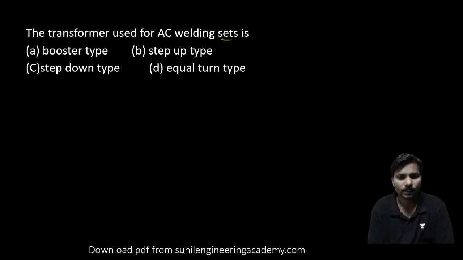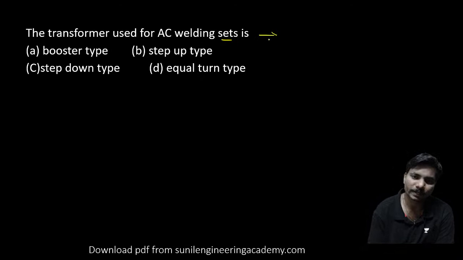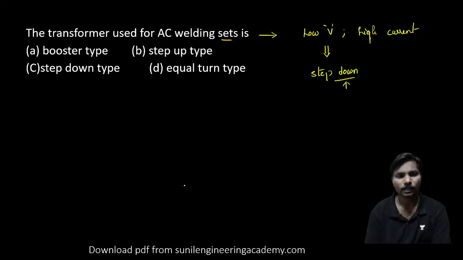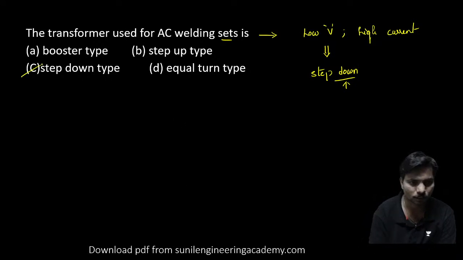Used for AC welding set is dash. So in case of a welding set, what is our requirement? We require low voltage, high current. So from which transformer can we get that? Low voltage means step down. From the step down transformer, we can get low voltage and high current. So step down type is the answer.